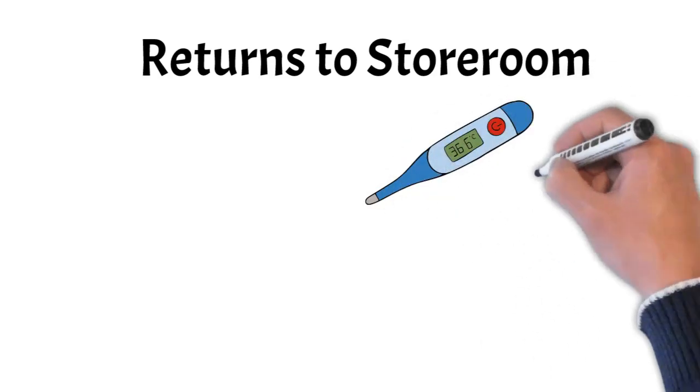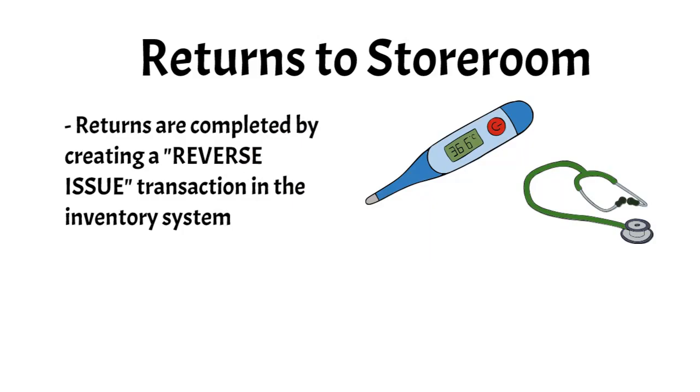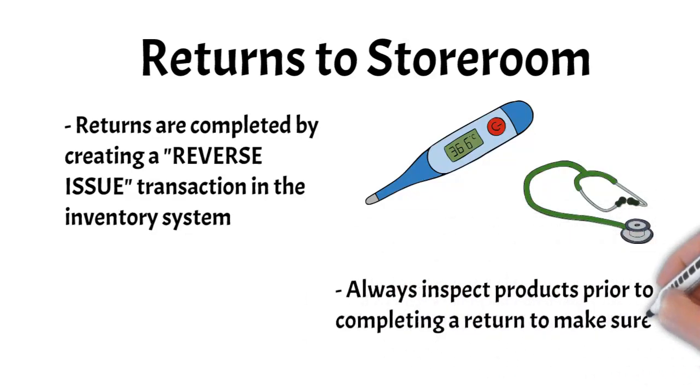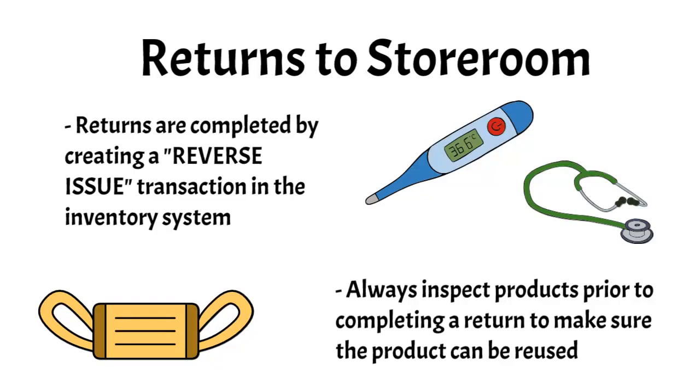The return of goods to the storeroom is inevitable in any hospital operation. Whenever this occurs, the storeroom typically enters the transaction into the inventory system as a reverse issue, often by placing a negative sign in front of the quantity. It's important to note that before you proceed with processing a return, you must ensure that the product is able to be restocked. For example, you should verify that the product is not damaged or compromised in any way. This is essential as the product will be reissued to another department.